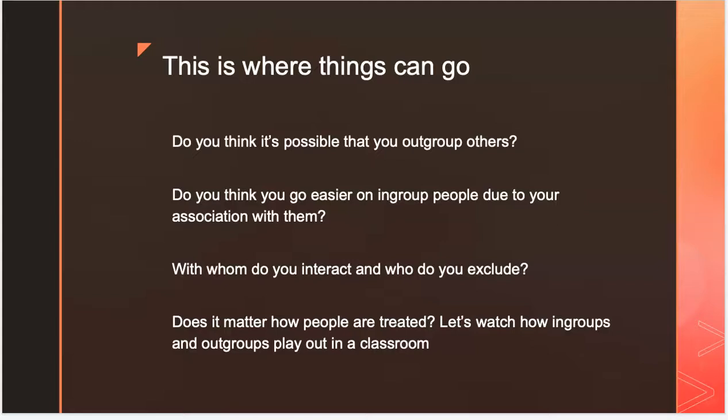So think about yourself and look at yourself really critically. Don't think, oh, I'm a good person, I never make mistakes. Really look at yourself. Do you think it's possible that you out-group others? Are there some people you don't want to talk to, you don't want to connect with? Maybe it's Democrats, maybe it's Republicans. It could be people of a certain wealth or race background. Who do you connect to? Do you think it's easier to in-group people due to your association with them? Is it easier to connect with, justify, and validate somebody because you're part of the same group? With whom do you choose to interact, and who do you exclude?